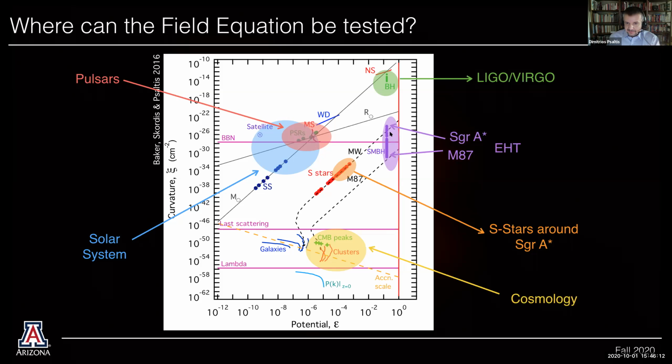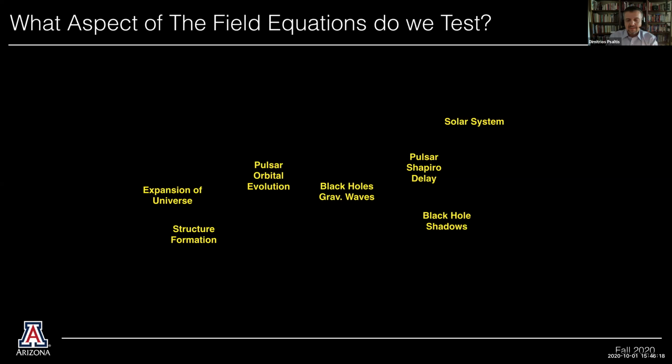That is not enough. Just saying where you're looking does not tell you everything you need to know about the test that you're doing. Here's another plot, on a two-dimensional space for no particular reason, of some of those tests. Expansion of the universe and cosmology on the left, orbital evolution of pulsars, gravitational waves with black holes, Shapiro delay in pulsars, shadow, solar system. Why did I throw them like that?